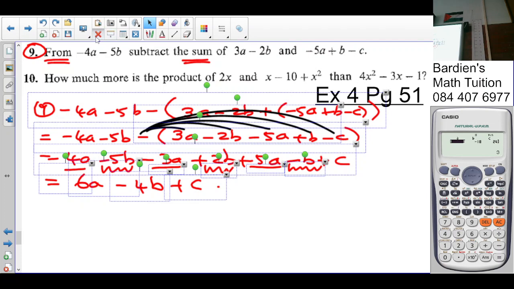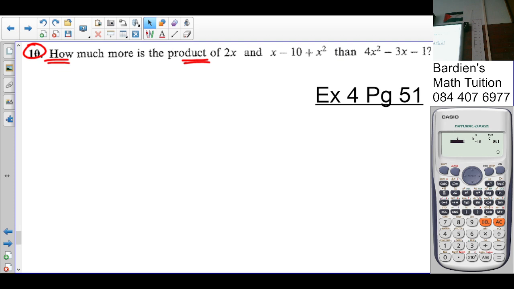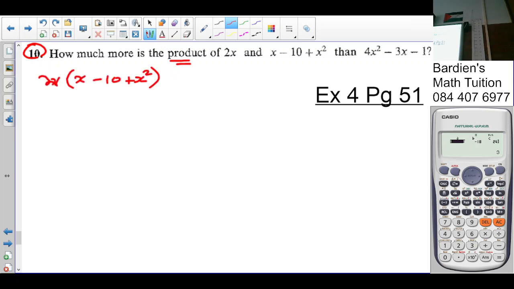Alright, last question, number 10. How much more is the product of? What does product mean? Multiply. The product of. So which one is the bigger one? How much more is the product of that than this? So the product is bigger than that. So what I do is I say 2x into x minus 10 plus x squared. Can you see that's the product? Then minus 4x squared minus 3x minus 1.